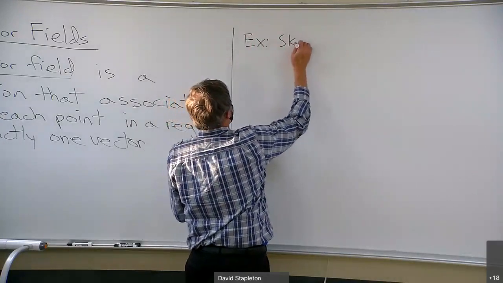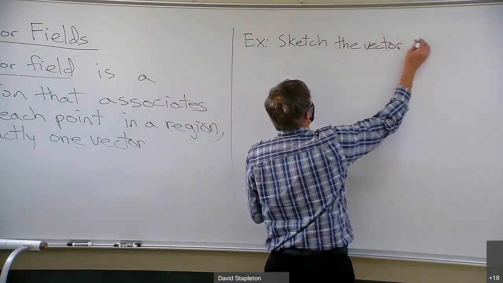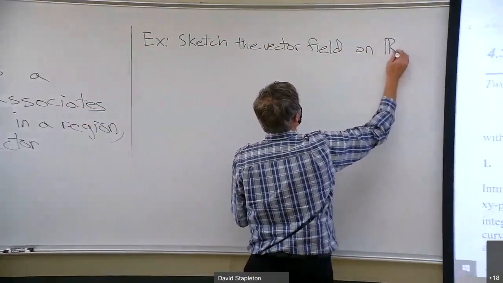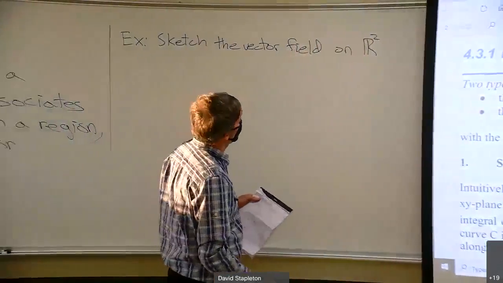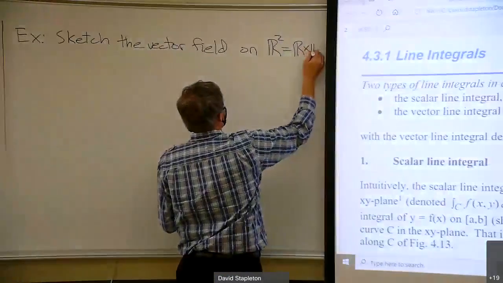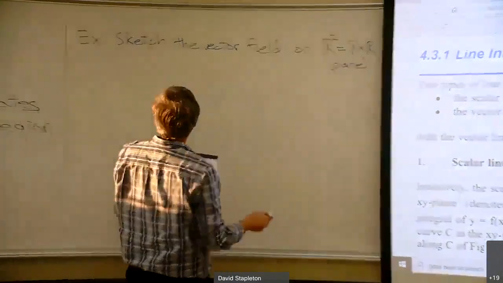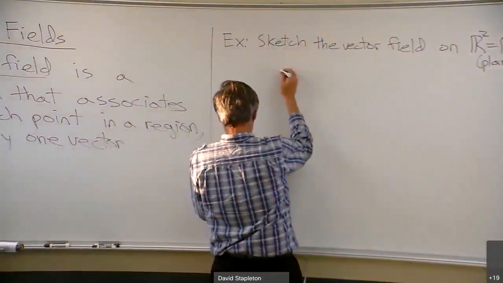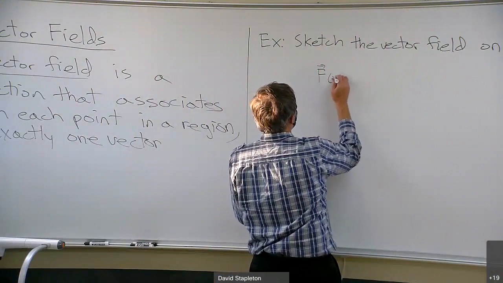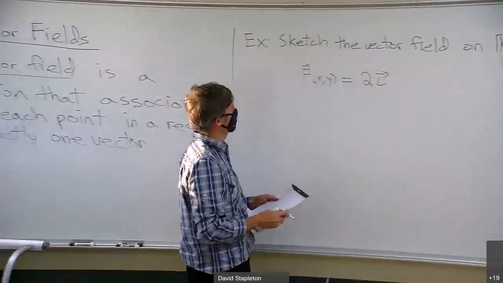Suppose I wanted to sketch the vector field, which we'll say is on R2. What is R2? This is used in higher mathematics a lot, so I'm introducing it. It's just the plane, right? It means the reals, Cartesian product with the reals, so it's the real plane. Meaning I put a vector at every point in the plane. Suppose it's this one. F of x, y is equal to 2i. How about that? That's a really easy one.